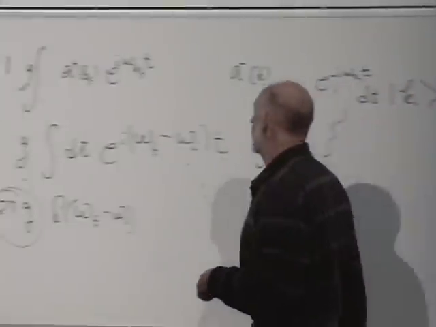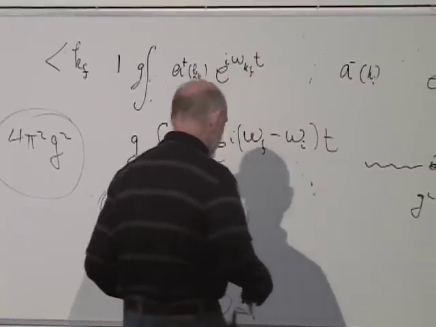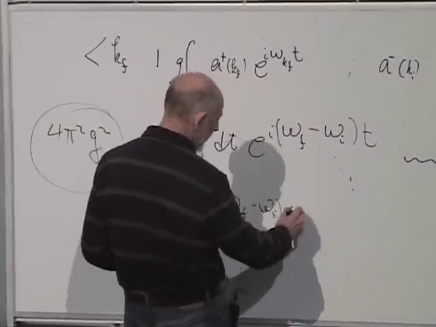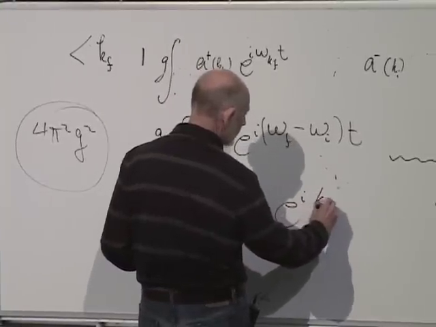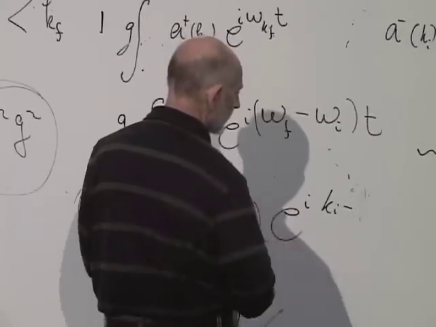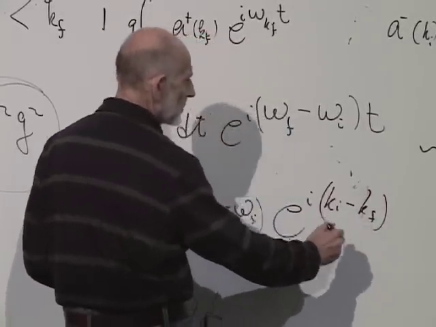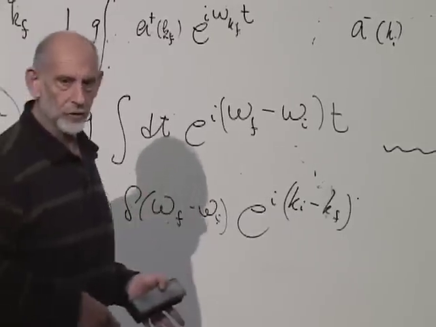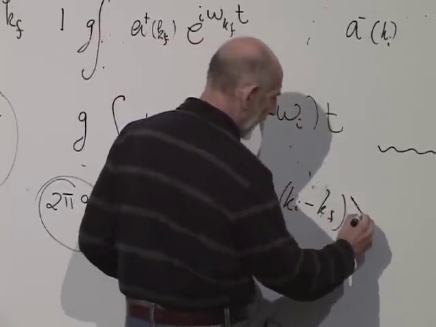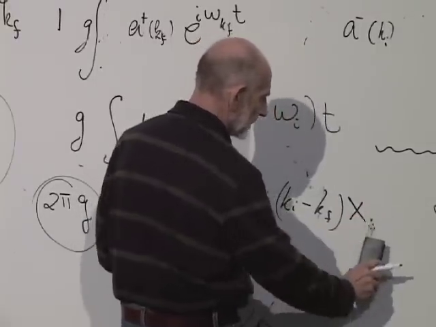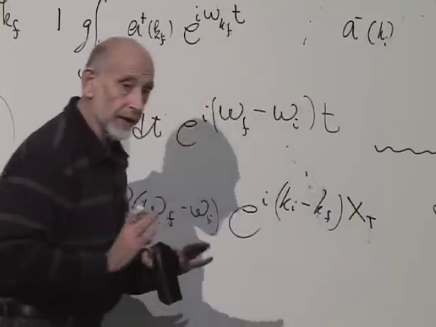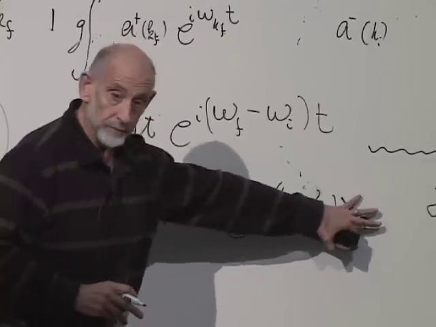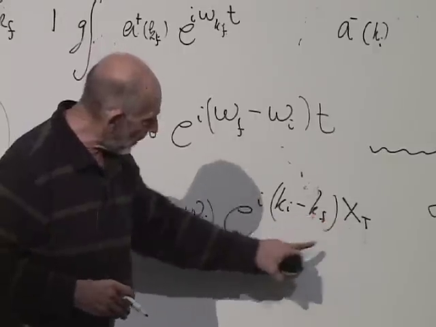Okay, what you would have found is there would have been another factor. The other factor in here would have been, in the amplitude, e to the i times k initial minus k final times the position of the scatterer. What shall I call the position of the scatterer? Let's just call it x of the scatterer, x of the target. X of the target is a number. X of the target is just the position of the target. When the position of the target was 0, this didn't occur. If the target was moved over to position x target, you would get an extra factor.